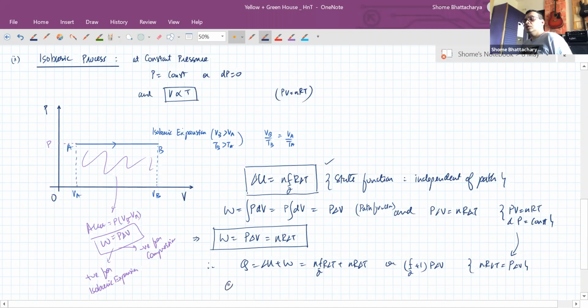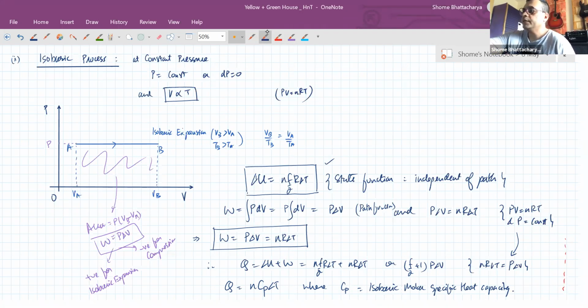So now Q here is also defined as n Cp delta T, where Cp is called the isobaric molar specific heat capacity, or it is the heat capacity at constant pressure. Okay, so just make a note up to here, then we'll complete the discussion for this, because I think last time we had stopped at isochoric process, right? So isobaric, we need to write down everything.